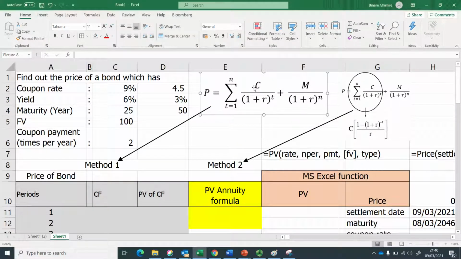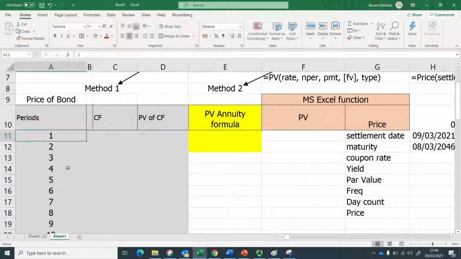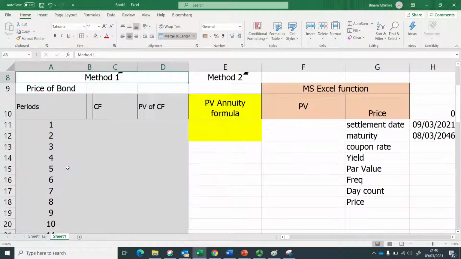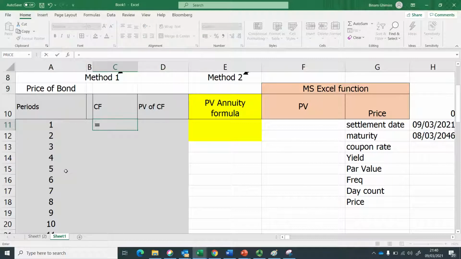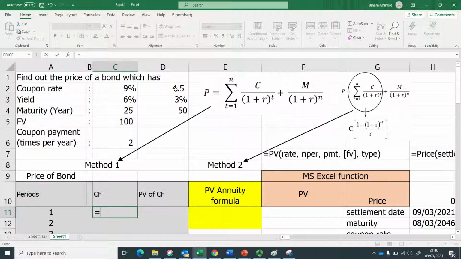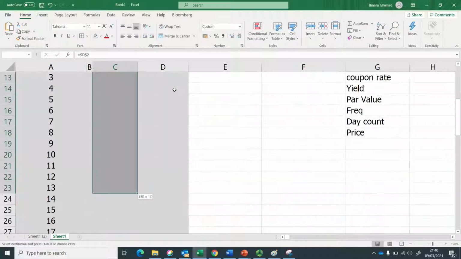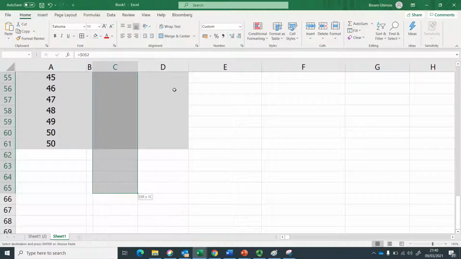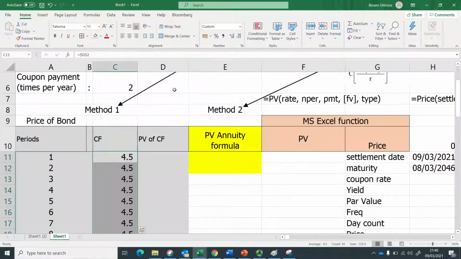You see here what I have done: I've already written all these 50 periods. Over here you can now keep the cash flows, which is the coupon payment. You may like to lock it by pressing F4, so that when you copy it down it is going to be the same 4.5 each time, all the way to your 50 periods.